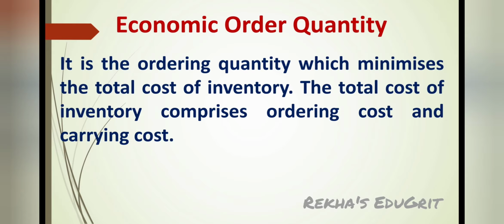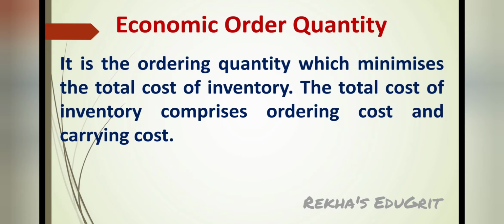Economic order quantity is the ordering quantity which minimizes the total cost of inventory. The total cost of inventory comprises two costs: ordering cost and carrying cost. Ordering cost is the cost related to acquisition of material, and it also includes the cost of placing a purchase order. Carrying cost refers to the cost of holding or carrying the stock in storage.